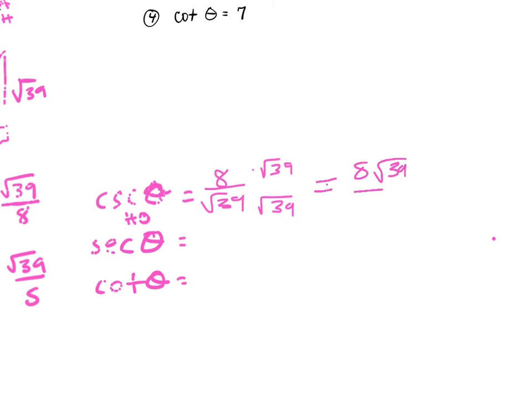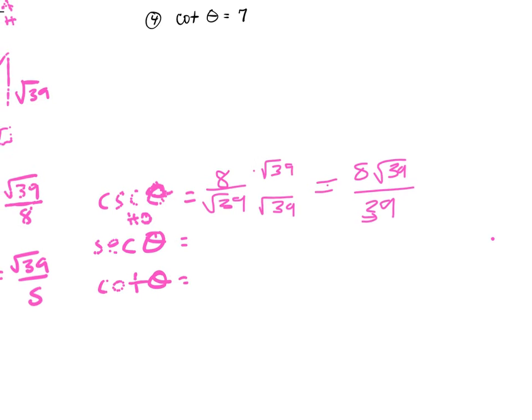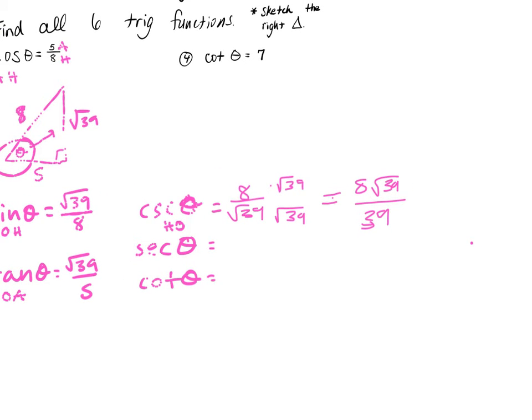All right, secant. What would our secant of theta be? 8 over 5. Remember, our cosine was given to us up here, so we just flipped that. And then what's our cotangent? 5 over square root 39. Multiply the top and the bottom by square root 39. So 5 square root 39 over 39. Any questions on that one?